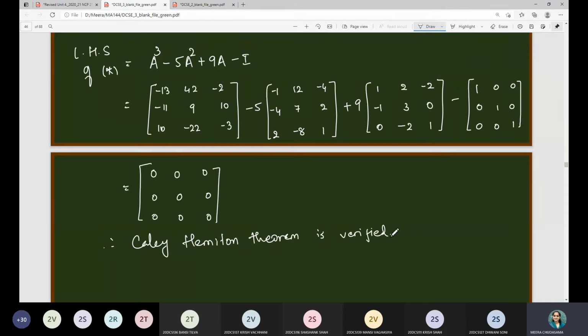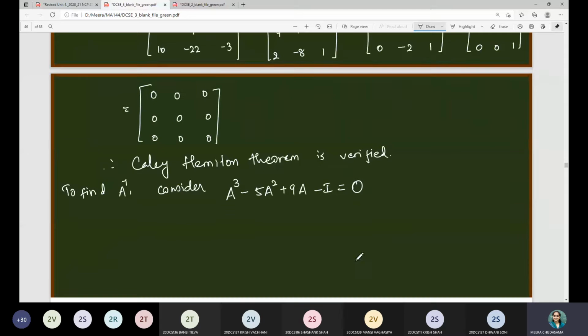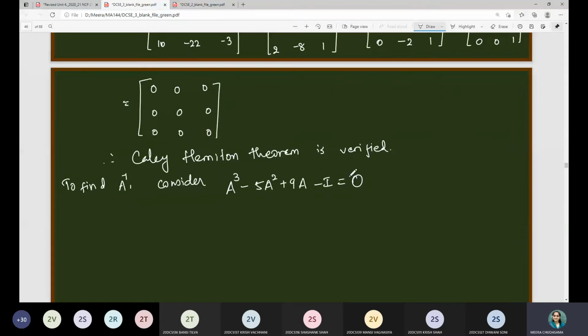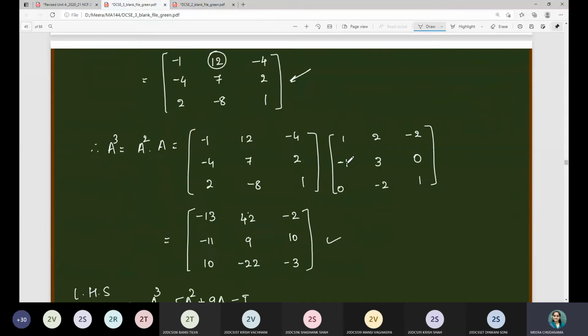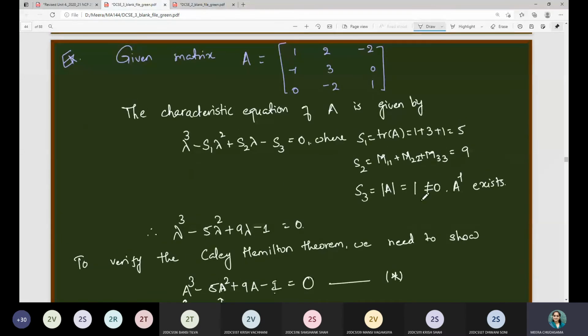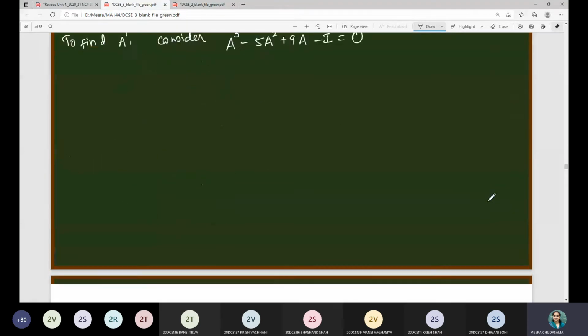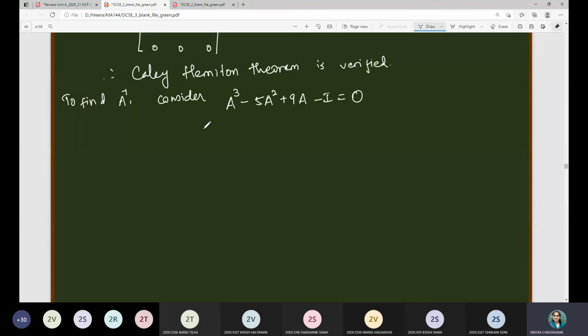Verified. Right. Now we are asked to find A inverse also. So to find A inverse, we will consider the Cayley-Hamilton theorem statement equation, that is A cube minus 5A square plus 9A minus I is equal to 0 matrix, right? So now we will pre-multiply this with A inverse. We have already written over here that determinant of A is 1, which is not equal to 0, therefore A inverse exists. So now we are going to pre-multiply this equation with A inverse.